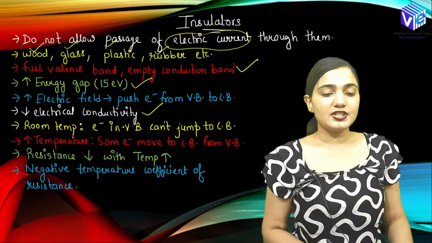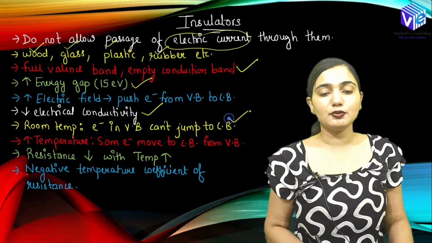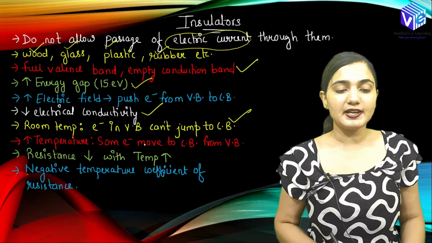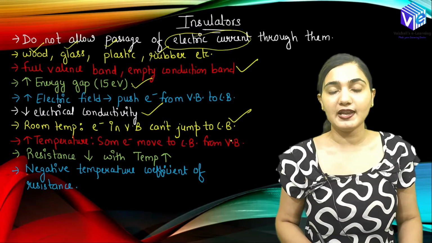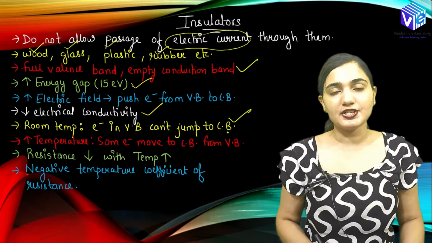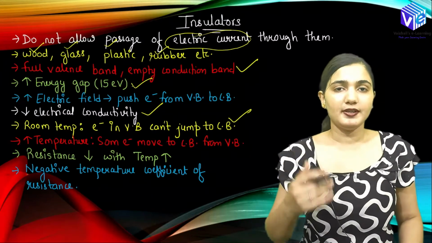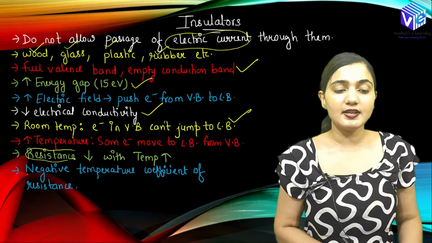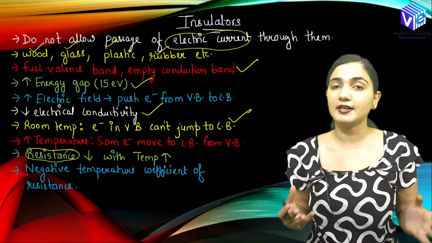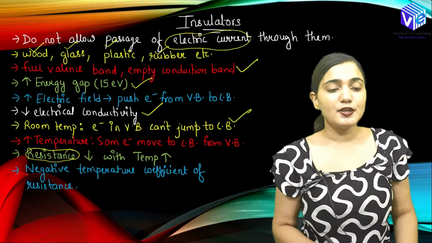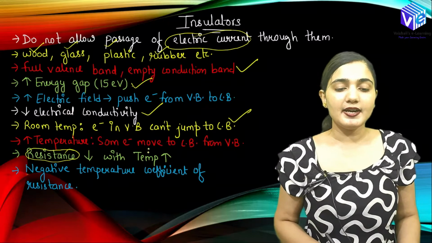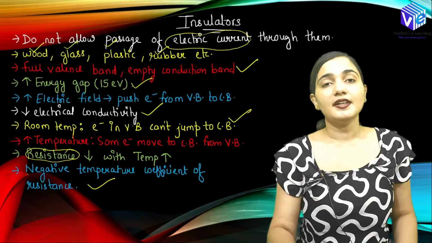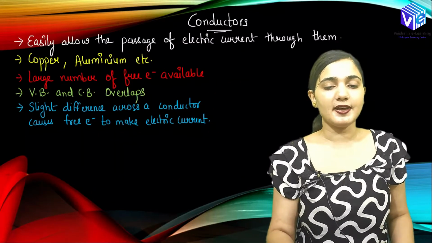Right, at room temperature, an electron in the valence band can never jump to the conduction band. But at a higher temperature, some electrons will move to the conduction band from the valence band because of their higher kinetic energy. So they can jump, right, at the higher temperature. So I can say at the higher temperature, resistance is decreasing, or conductivity will be increasing, because in the conduction band I will now have some electrons. So resistance is decreasing with the higher temperature. In this case I will have a negative temperature coefficient of resistance. The resistance will decrease if I increase the temperature.